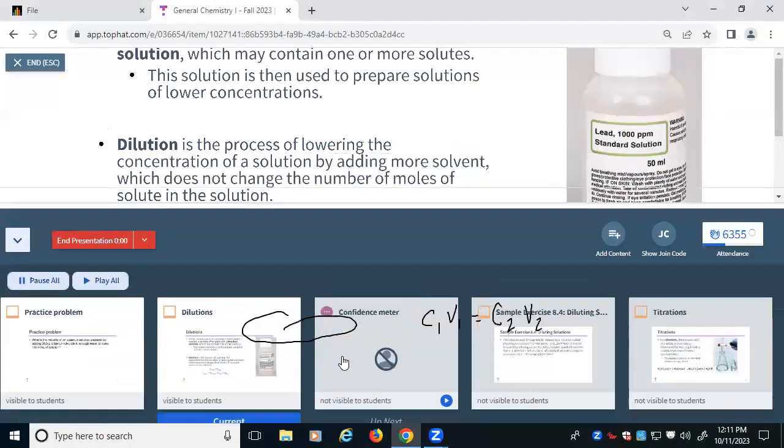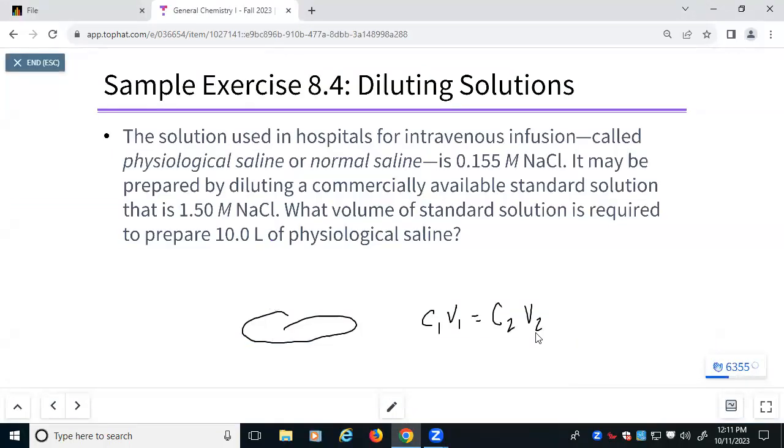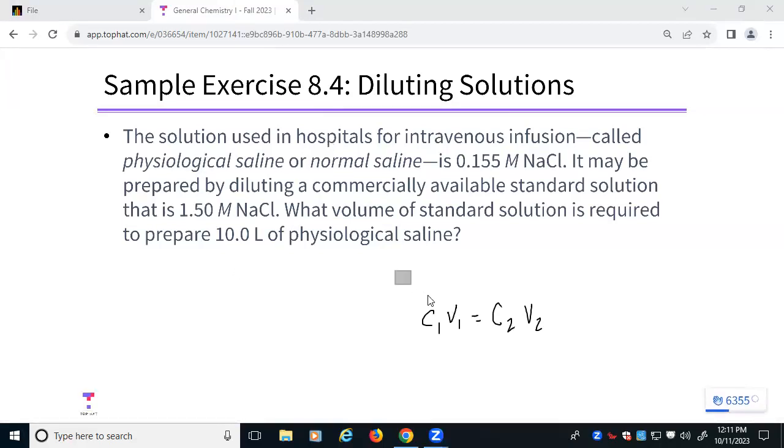So let's take a look at an example problem that deals with this. And the sample problem is this. I've got intravenous saline solution that I'm interested in making. We call that physiological saline or normal saline. It's set at a concentration of 0.155 molar sodium chloride.